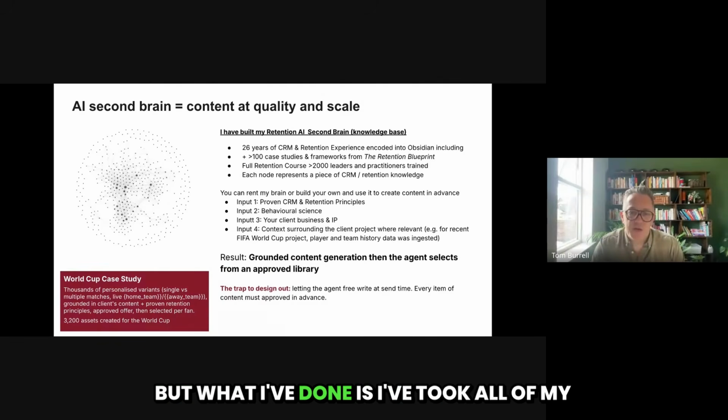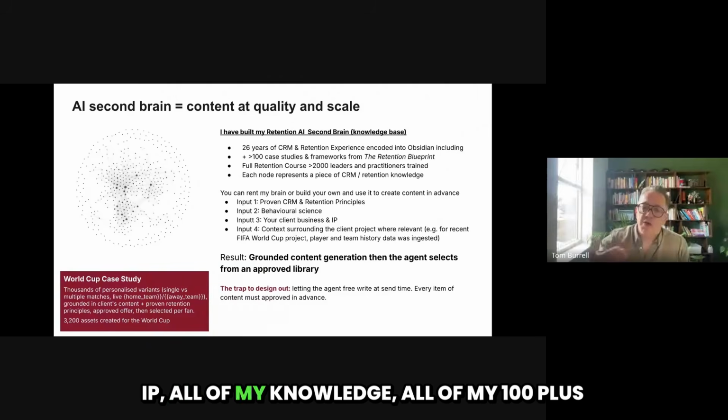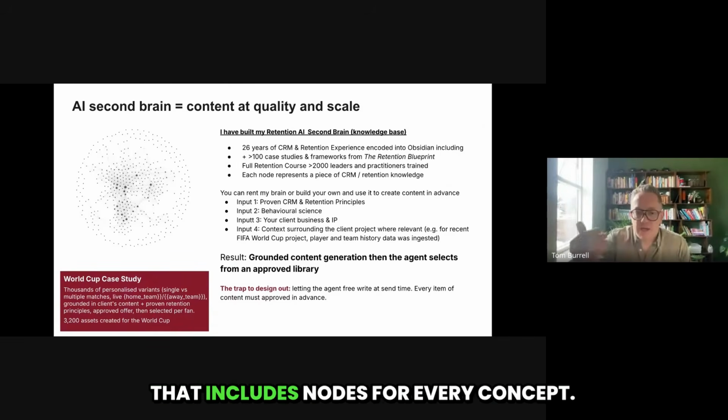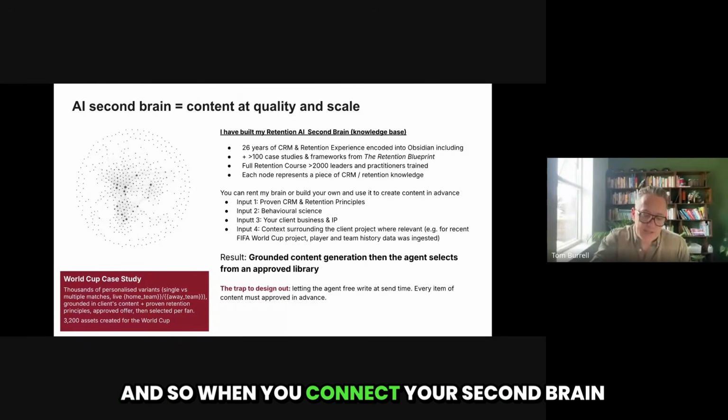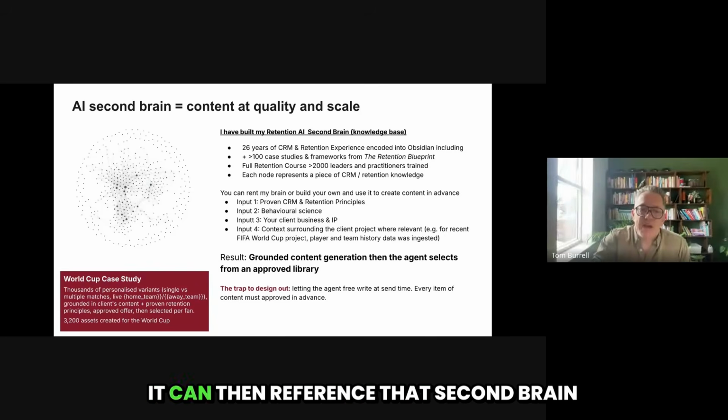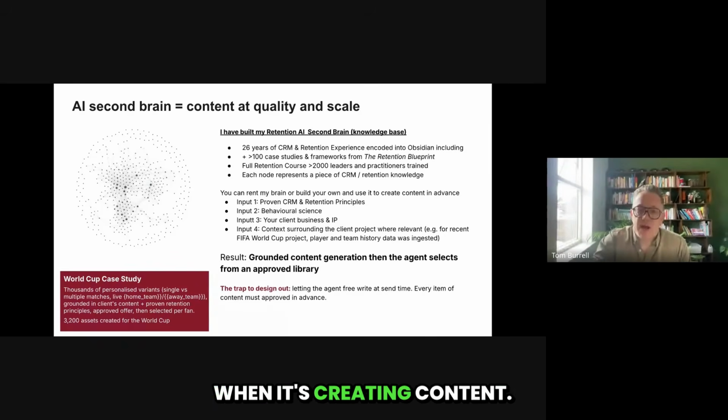But what I've done is I've taken all of my IP, all of my knowledge, all of my 100+ case studies, my retention course, and ingested that into a platform called Obsidian, which is a knowledge base, and that includes nodes for every concept. And so when you connect your second brain to your chosen AI, it can then reference that second brain when it's creating content.